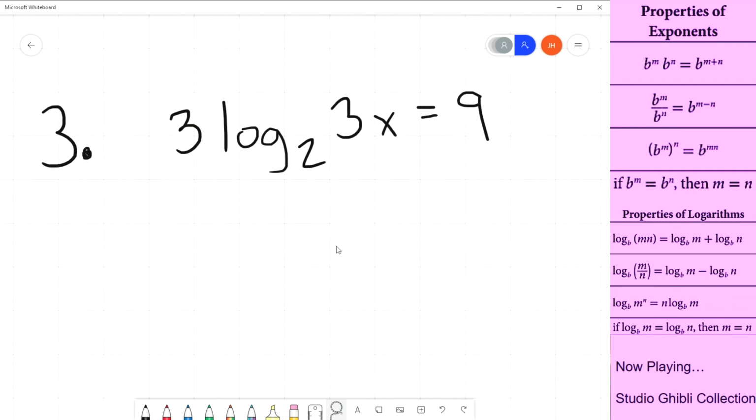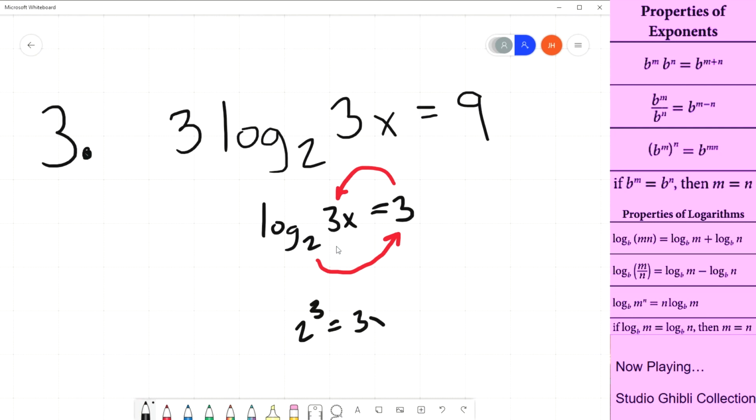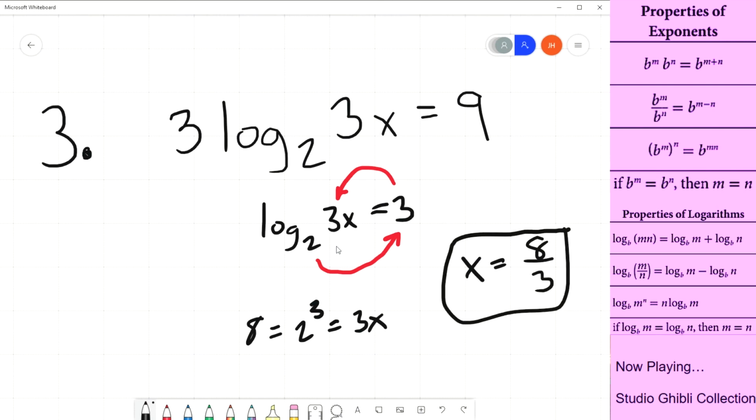So here I have 3 log base 2 of 3x equals 9. All right, so we can solve this by dividing both sides by 3. I get log base 2 of 3x equals 3. Use the decoder ring: 2 cubed equals 3x, which, 2 cubed is 8. And then I just divide both sides by 3. So I get x equals 8 over 3. That one was pretty easy, huh? We could have solved this before this video.